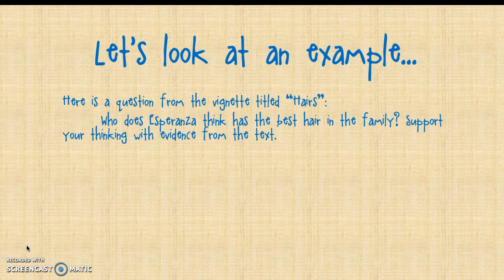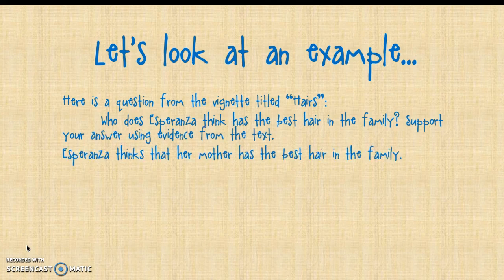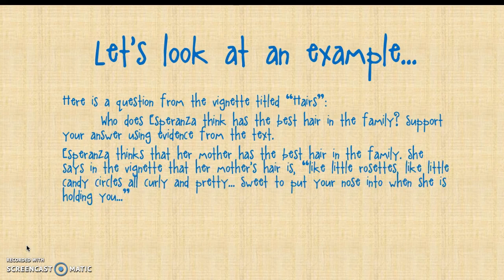We've been reading from the novel House on Mango Street by Sandra Cisneros. And here's a question from one of the vignettes titled Hairs. So who does Esperanza think has the best hair in the family? Support your thinking with evidence from the text. So first we're going to do the R and restate part of the question in our answer. So we're going to use Esperanza's name and the word thinks. Esperanza thinks, and then we're going to answer in our own words, that her mother has the best hair in the family.